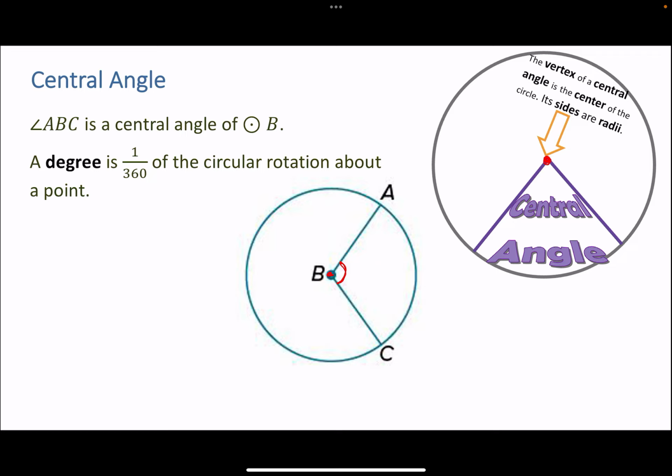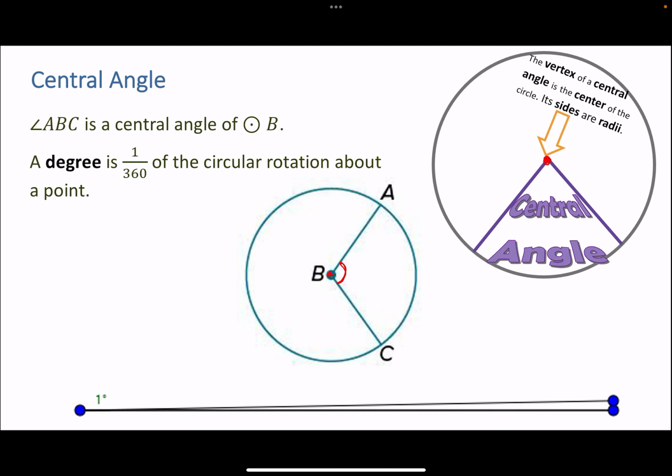A degree is 1/360th of a circular rotation about a point, and 1 degree doesn't seem very large. You really can't tell how big it is until you stretch it way across a paper. So take that times 360 and we cover the whole circle. So when we have central angles in our circle, the measure of angle 1, the measure of angle 2, and the measure of angle 3 all together have to add up to 360 degrees.